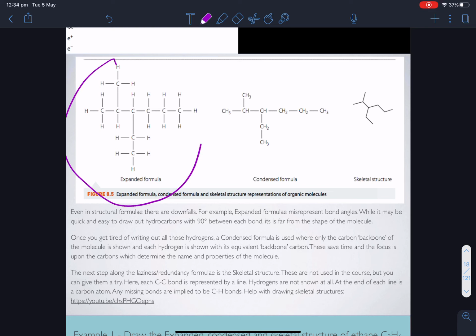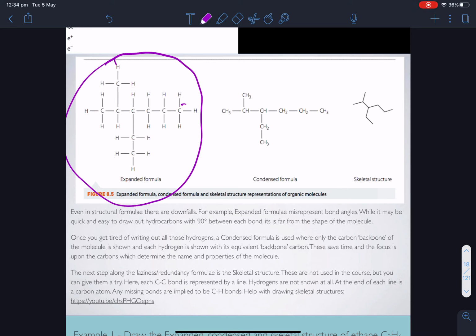This one here is called fully expanded. It's what we tend to use in this course. It shows all the hydrogens in there. It's really good. Limitations are that those angles aren't 90 though. You can do dash or wedges. It takes an awful long time. Once you're really getting more into practice with this, you're going to reach a point where you're frustrated and going, oh, I'm sick of drawing in hydrogens.